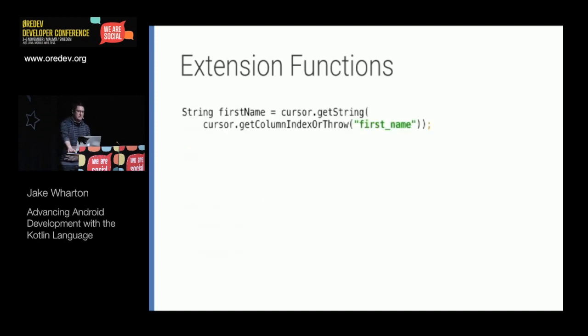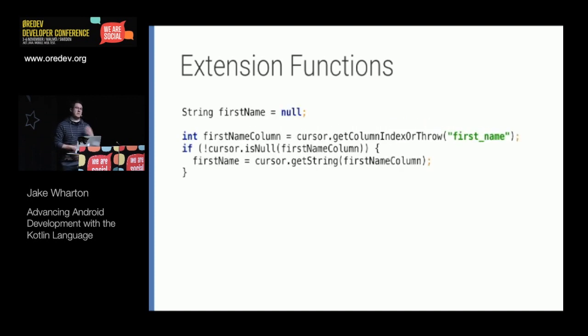Another example is Cursor. Cursor is one of these classes whose APIs are optimized for being efficient, not exactly for being useful. So in order to get a string for a column out of a cursor, we have to make two method calls. We have to get the index of the column that we want, and then get the string at that index. And if this column is nullable, we have to do a lot more than that, because we have to get the column index, then we have to check if that index is null, and then we can conditionally get out the string. This is terrible code to have to write every time you want to get something out of a cursor.